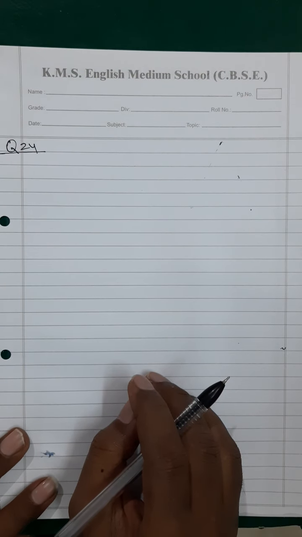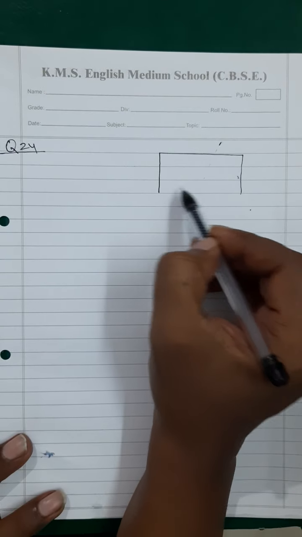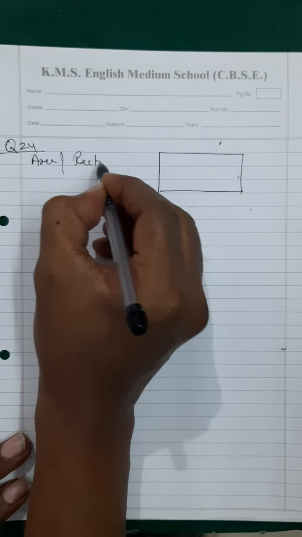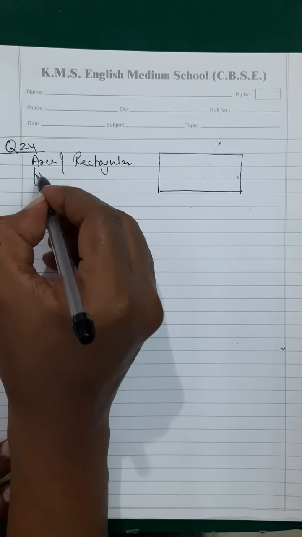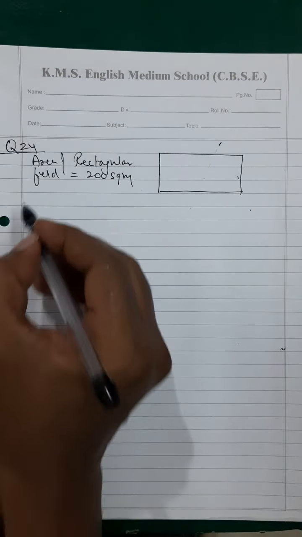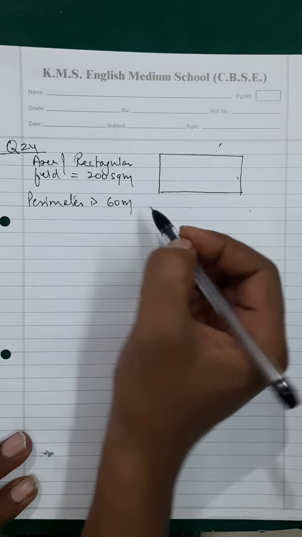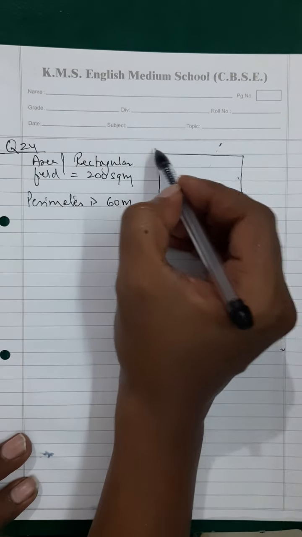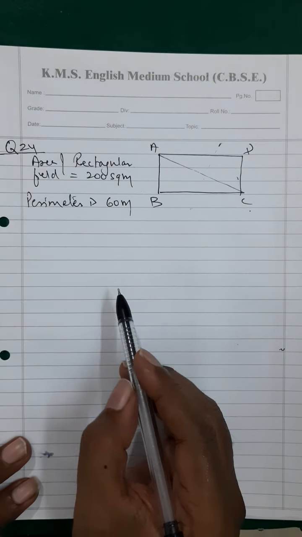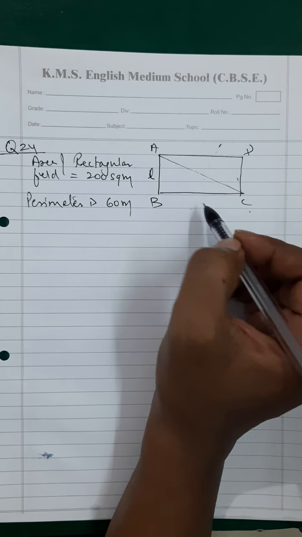The area of a rectangular field is 200 square meters. So we have got a rectangular field. They are telling the area of the rectangular field is equal to 200 square meter. Perimeter is 60 meter. What is the length of its diagonal? So A, B, C, D. They are asking you the length of this diagonal. So we can consider AB is equal to length, breadth, whatever it is.